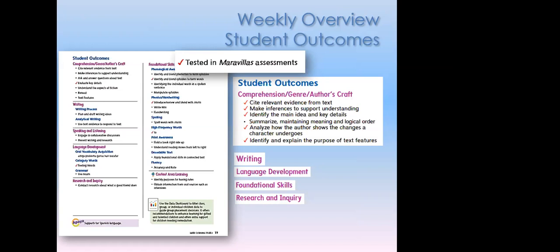In your teacher edition, we've added a couple of new front matter pages. This is one of them. This is a weekly outcomes page for students, helping you keep the end in mind: what are the skills that are being addressed during that week of instruction, and more importantly, what are the skills that are going to be tested in the Maravillas assessment at the end of those 2 weeks. So we're putting a check mark next to those so that when you're planning, you're going to plan with the end in mind.